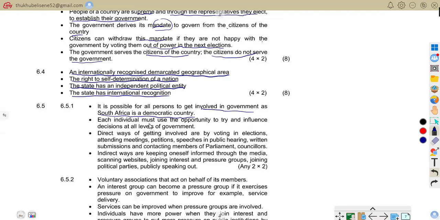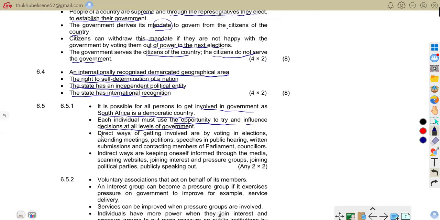Also, each individual must use the opportunity to try and influence decisions at all levels of government. Meaning, citizens should take part in decision making. That is how we are going to use the opportunity to influence decisions. An example that we can make: parents attending a school governing body meeting to influence education decisions. That is what it means when it says each individual must use the opportunity to try and influence decisions at all levels of government.